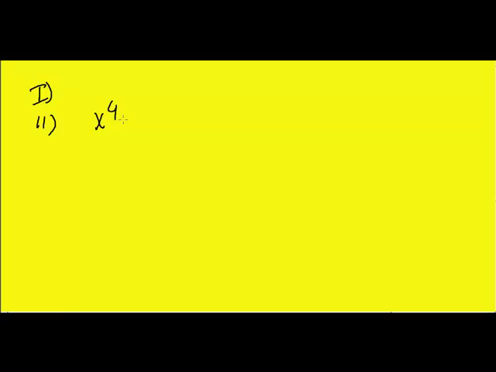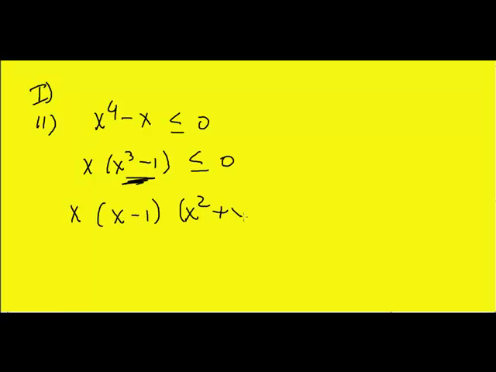Okay, x to the 4th minus x is less than or equal to 0. The only way you can solve this is by number line analysis. Here it is. Factor out an x. I get x to the 3rd minus 1 is less than or equal to 0. You better factor that some more. That's a difference of 2 cubes. I have x minus 1 times x squared plus x plus 1 less than or equal to 0. I get no solutions from there because that's prime. But I get x is equal to 0 and x is equal to 1. Those are my critical numbers.